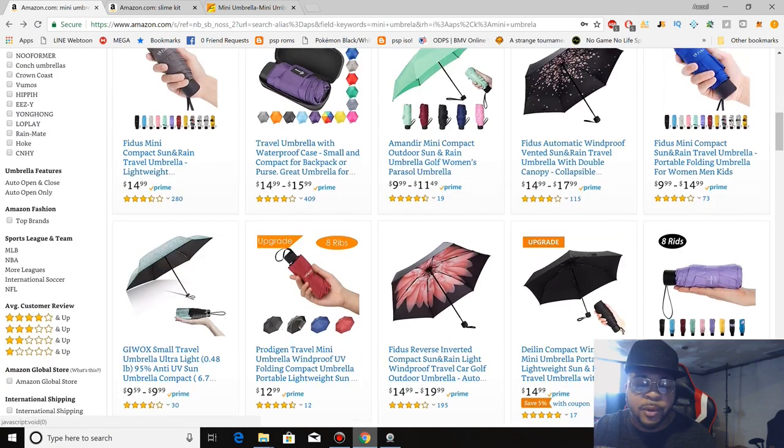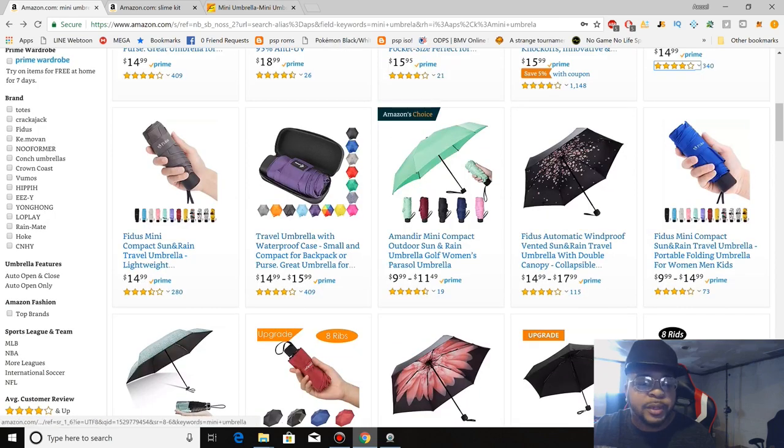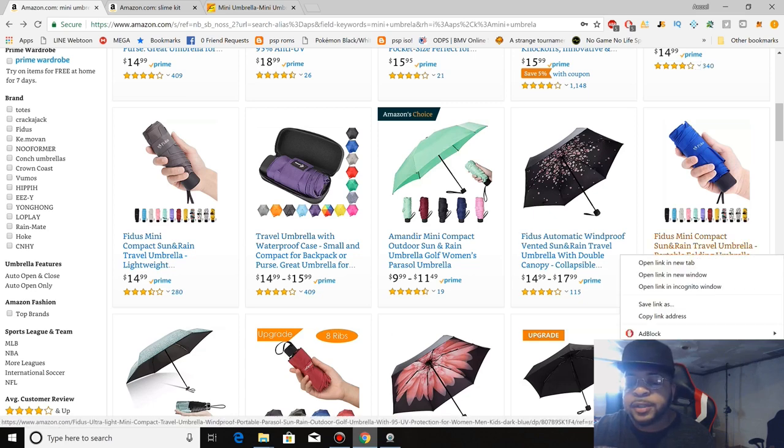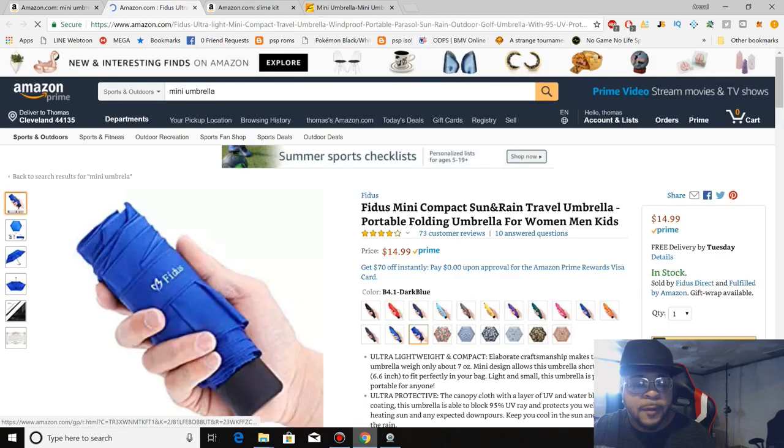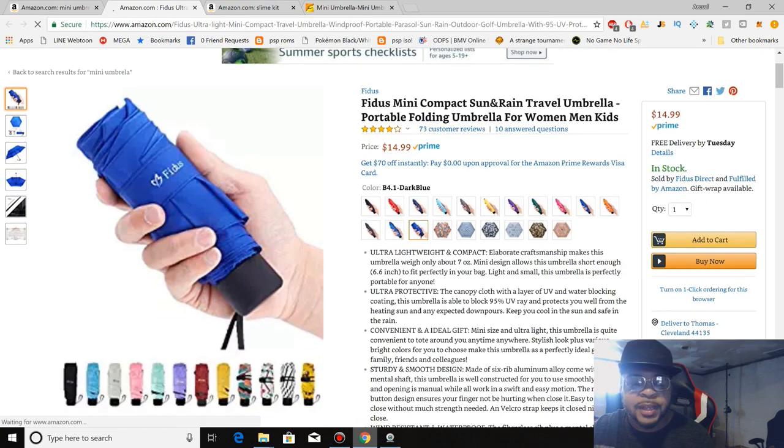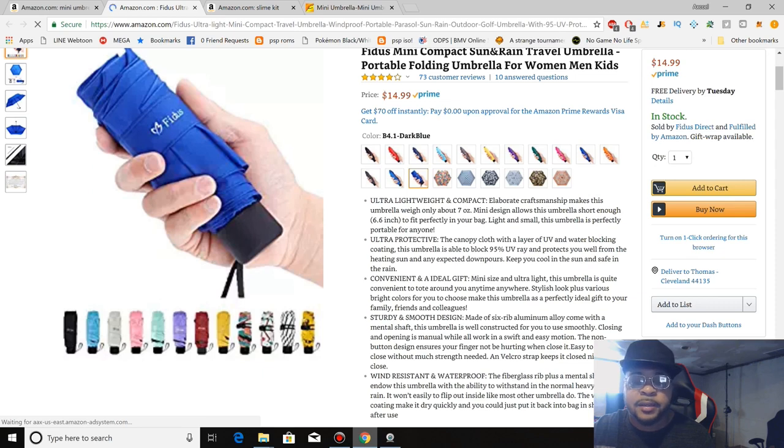Now, how do I know that? Well, what we can do is look and see here that every single one of these pictures is just a person's hand holding the umbrella, and then underneath they have an assortment of all the different umbrellas that you can allegedly sell. But when we click on this guy, what we see here is that this guy is 100% using manufacturer's pictures.